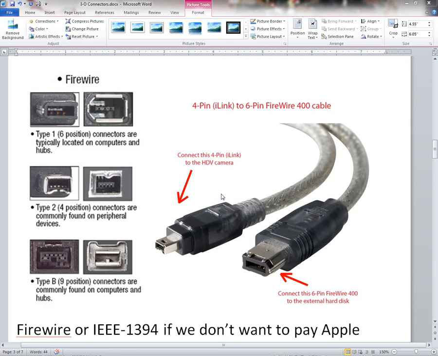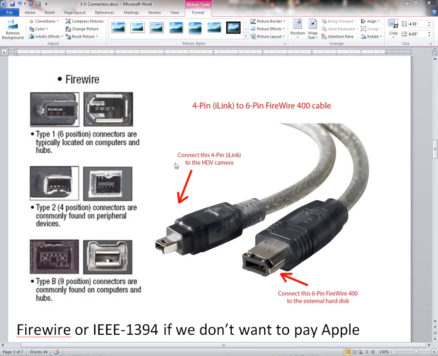Apple coined the term FireWire. And so this is an iLink connection, but it's the same thing. And then this is the 6-pin version. So this is a 4-pin version, this is a 6-pin version. This is what you would commonly see on laptops. This is commonly what you see on desktops. And then these are the other different types of connectors.